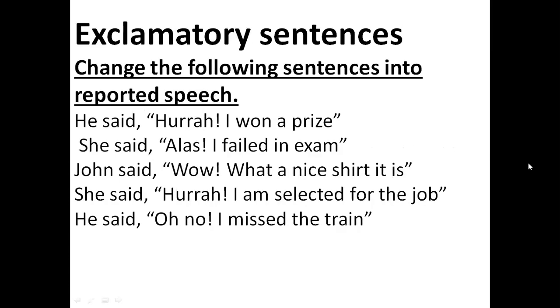Next is exclamatory sentences. Exclamatory sentences, I told you, are those sentences that hold a feeling. Change the following sentences into reported speech. He said, hurrah, I won a prize. So I told you in the last lecture that in place of hurrah, inverted commas and said, you are going to put exclaimed with joy, exclaimed with sorrow, exclaimed with happiness, exclaimed with grief. So in the first sentence, as you see, a lot of excitement is shown. So you will write, he exclaimed with joy that he had won a prize. The tense remains the same. You will only add exclaimed with joy, exclaimed with sorrow.